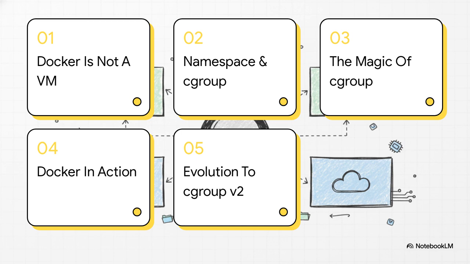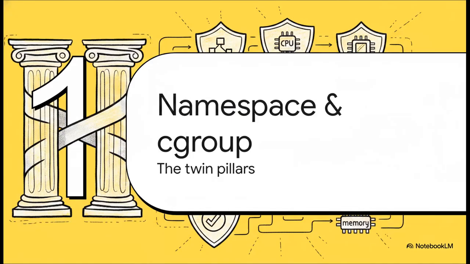So, now that we've busted that myth, here's our roadmap for today. 1. Docker is not a VM. 2. Namespace and cgroup explained. 3. The magic of cgroup. 4. Docker in action. And 5. Evolution to cgroup v2. Let's jump right into Section 2, Namespace and cgroup explained.